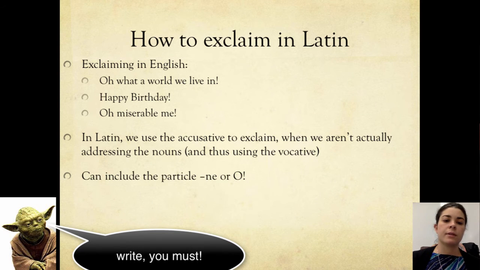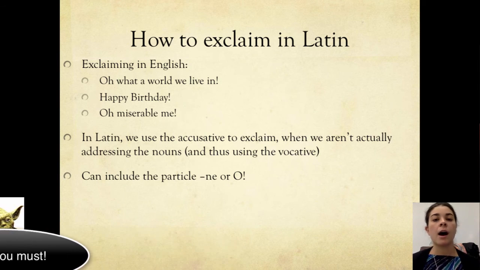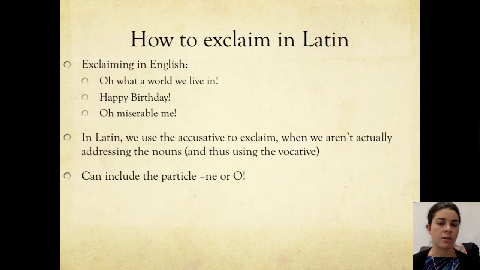So let's take a look at what it can look like. We can have the particle ne in there. We can have o with an exclamation point. It doesn't have to be vocative. You've seen a few examples actually in our readings, but now you know why it's in the accusative.